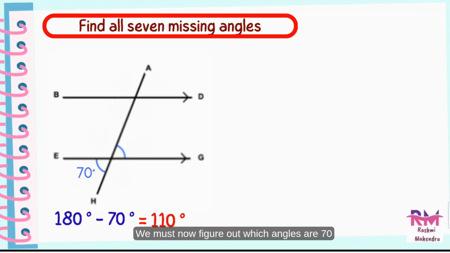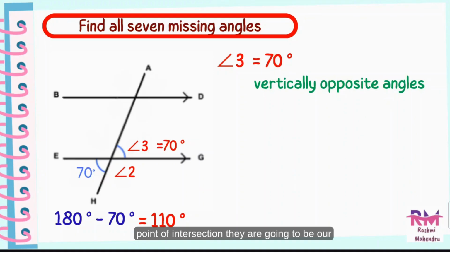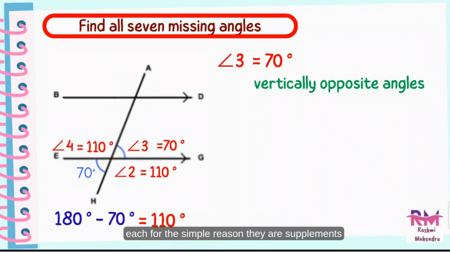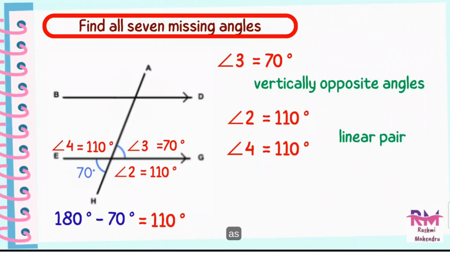We must now figure out which angles are 70 and where are they located. So just look across 70 degrees. Which angle do you see? Angle 3, and this is going to be 70 degrees. Why? Because they are vertically opposite angles. But what about the other 2 angles in the same point of intersection? They are going to be our obtuse angles, that is 110 each, for the simple reason they are supplements, or as we call them, they are linear pairs.